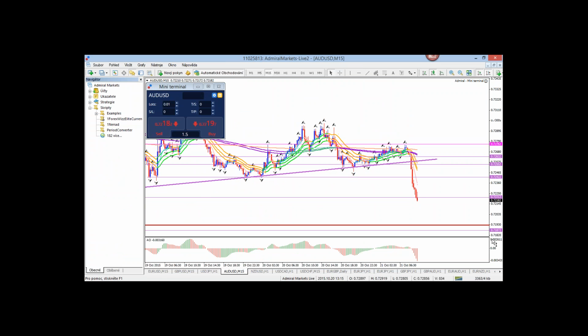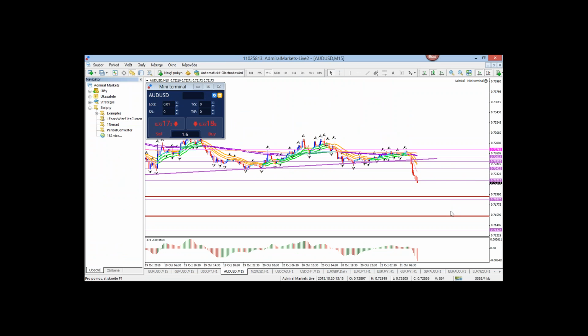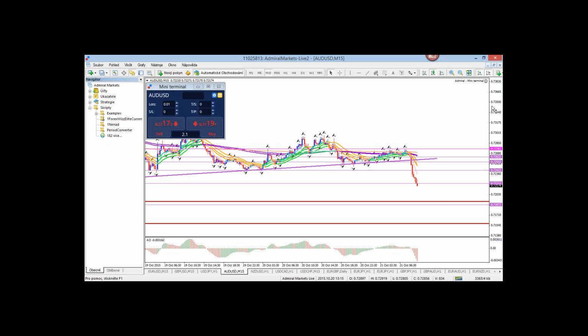Probably yes. This is 1, 2, 3, down at 4. Here's 5. There's 6. So might not get to 6, but if it hooks back to 3 or 2, could be an interesting short on this AUD/USD down to 5. So yeah, that's something on my watch list.